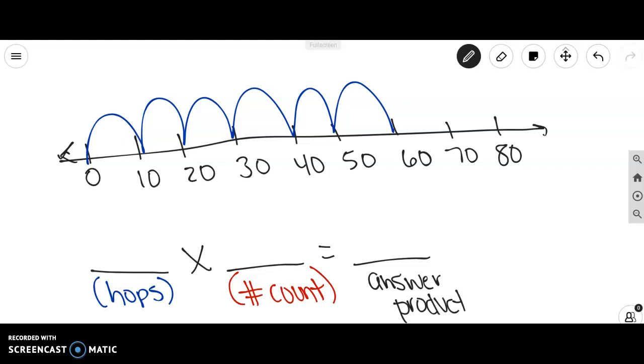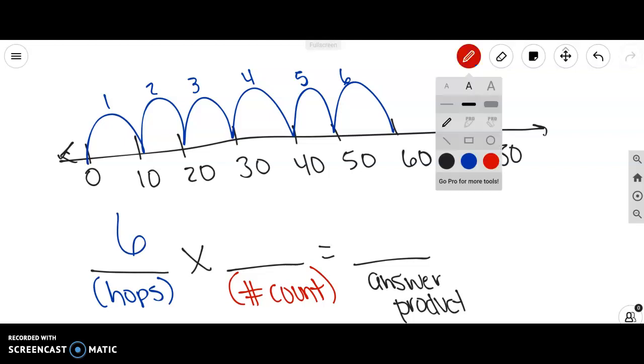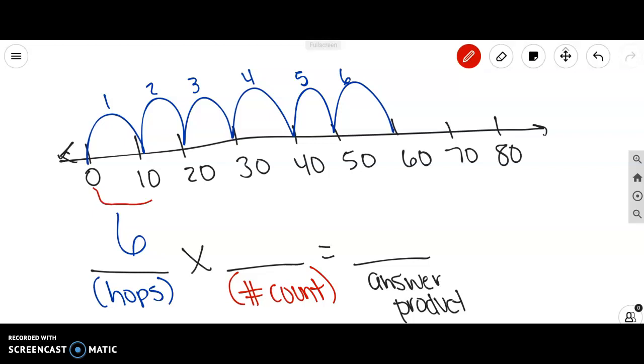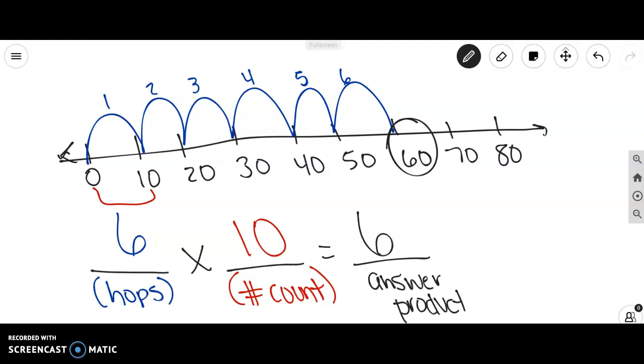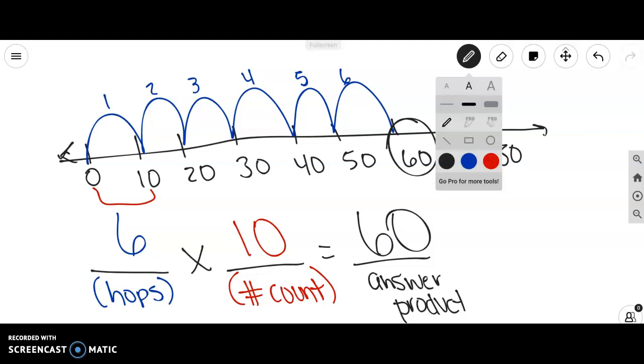So now we can look and see the hops that we made, we can count them. 1, 2, 3, 4, 5, 6. 6 hops. And the number that they count by, we can find by looking at the 0 and going to the first number. So that would be 10. Then to find our answer, we go to where the hop stopped and we circle the number. And that equals 60. Okay, so now we're going to do one slowly together and then you're going to do one on your own. So make sure you're working through this with me.